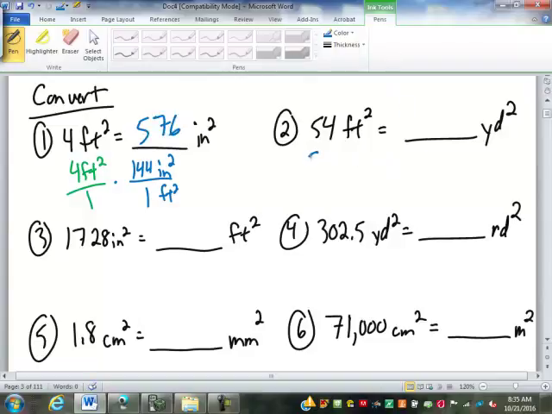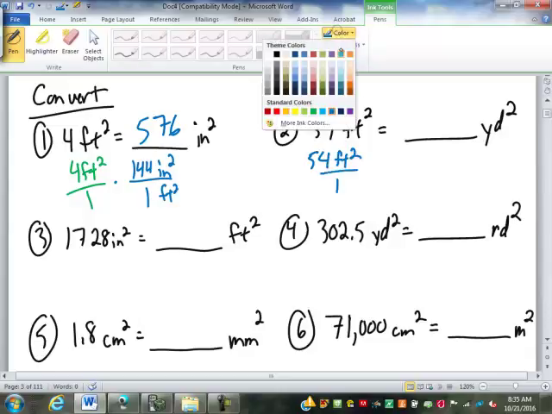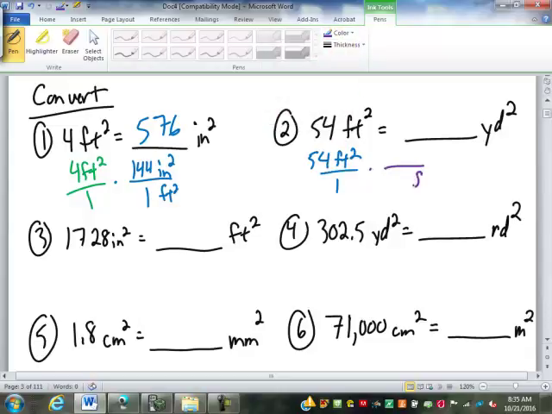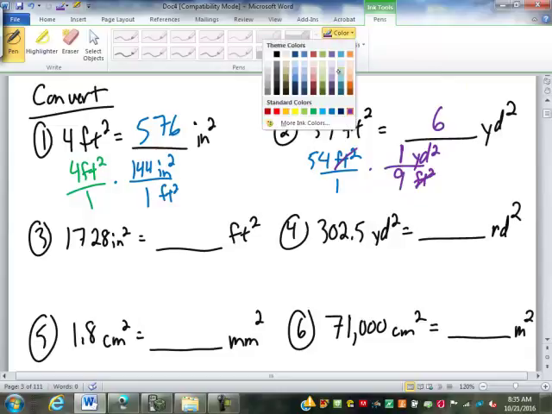Over here, 54 square feet going into square yards. Which one's larger? The yards are, so the 1 goes there. How many square feet are in a square yard? 9. 3 by 3, right? So that's 54 divided by 9 makes 6 square yards.